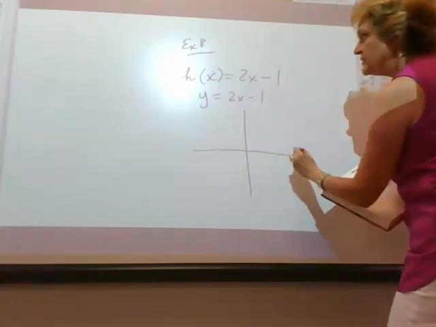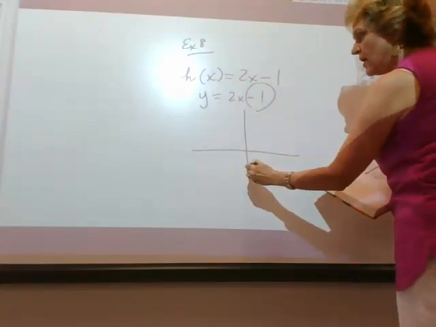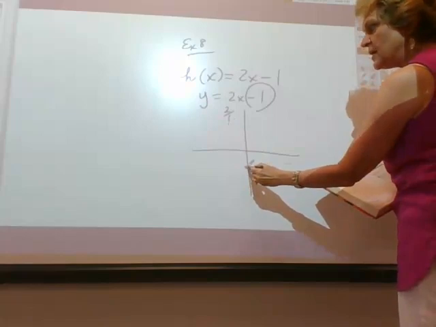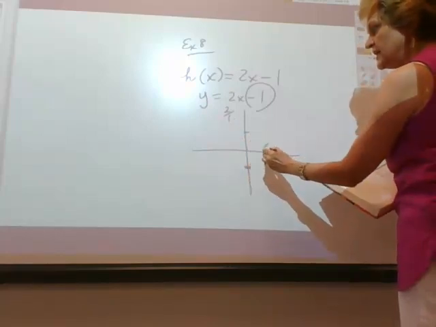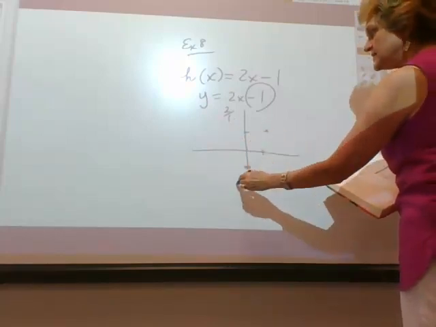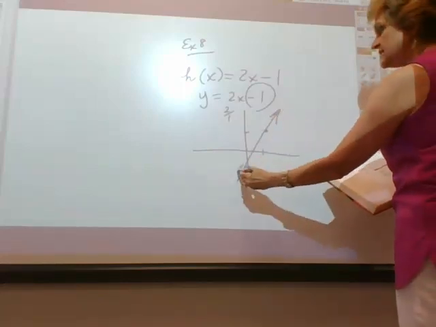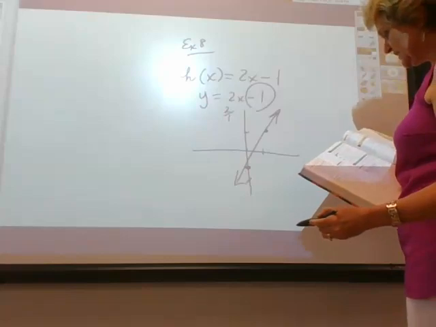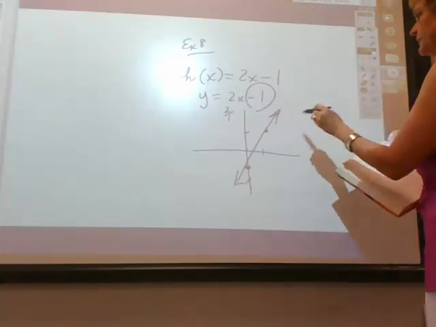This is in slope-intercept form. I start at my y-intercept. My slope is 2 over 1, so I'll go up 2 and run to the right. That gives me 2 points. There's the graph. Okay, so example 8 was pretty simple.